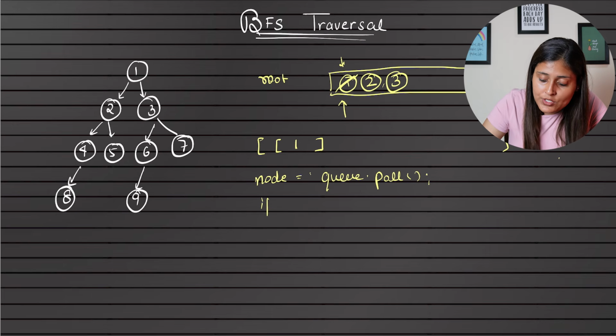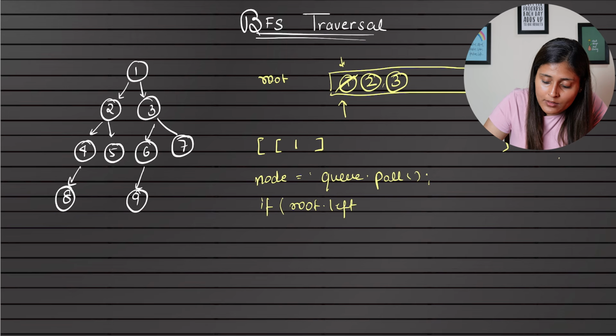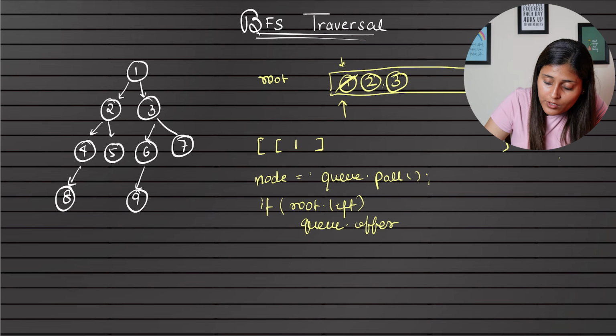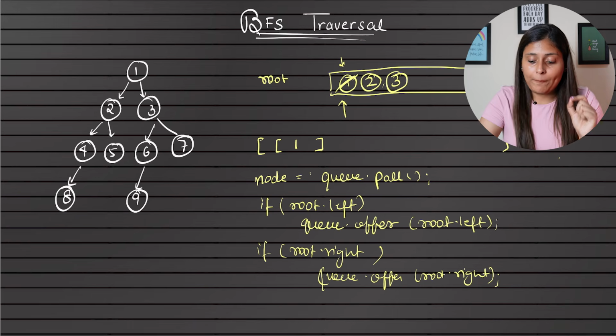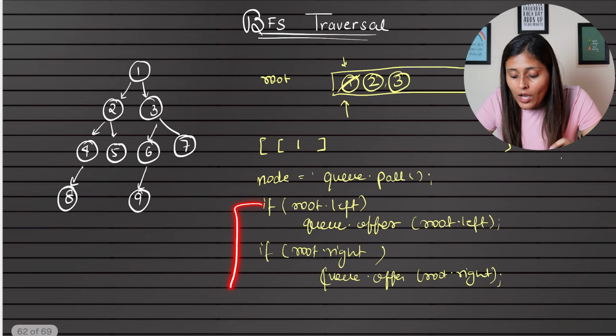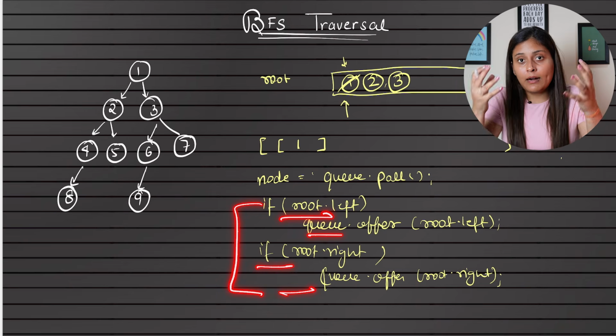So here we'll check if root dot left is not null, then in queue offer what? Root dot left. Very simple. Similarly, if we have root dot right, then queue dot offer root dot right. Very simple. Okay, what I am doing is writing every line of code whichever I am understanding.